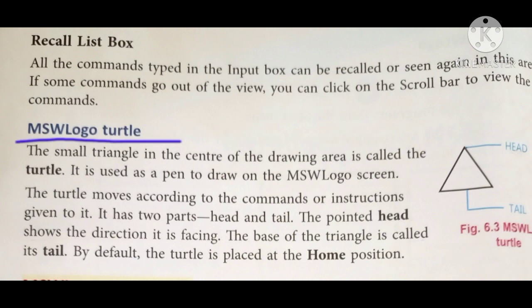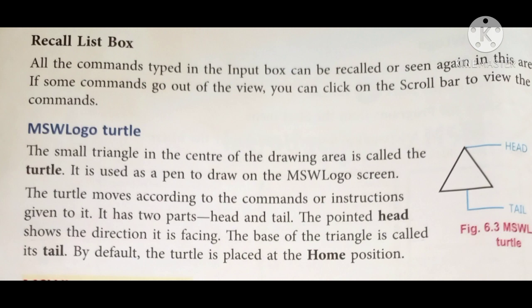Now the next point is the MSW Logo Turtle, which I already told is the most important tool of the MSW Logo application. So the small triangle in the center of the drawing area is called the turtle. It is used as a pen to draw on the MSW Logo screen. The turtle moves according to the commands or instructions given to it. It has two parts, head and tail. The pointed head shows the direction it is facing. The base of the triangle is called its tail.